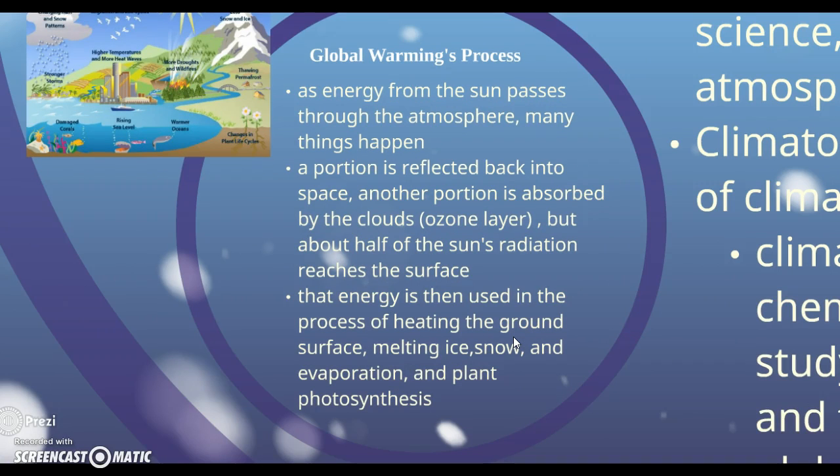The global warming process. As energy from the sun passes through the atmosphere, many things happen. Some of the rays are reflected back into space, but other parts are absorbed in the ozone layer, and about half of the sun's radiation actually reaches the surface. That energy that reaches the surface is then used to provide heat to the ground surface, melting ice and snow, evaporation, and plant photosynthesis.